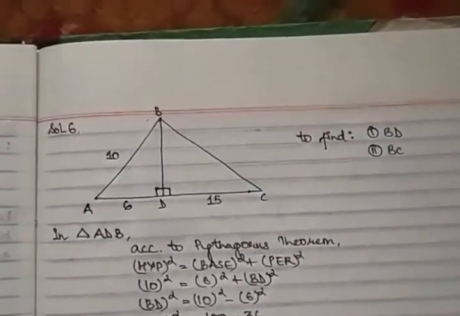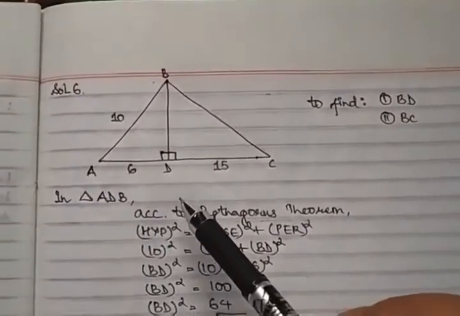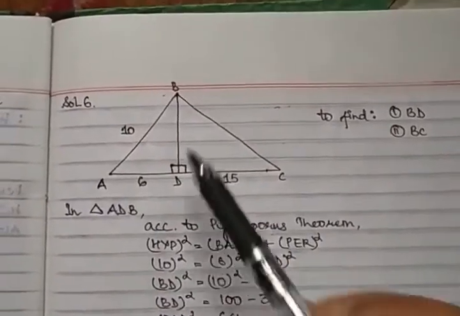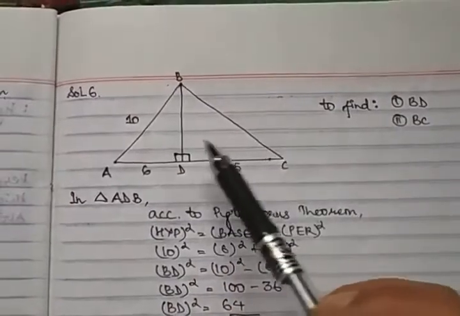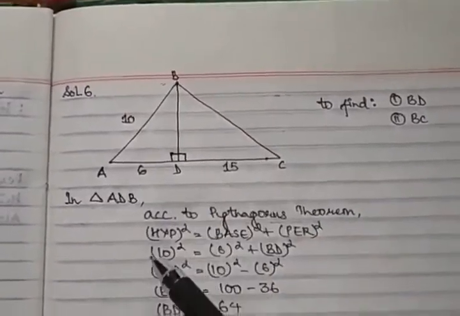Okay, now the last sum for today. Here we have question number 6. We have two right angle triangles. See, a big triangle ABC, the big triangle, is divided into two right angle triangles. See, two right angle triangles, isn't it?